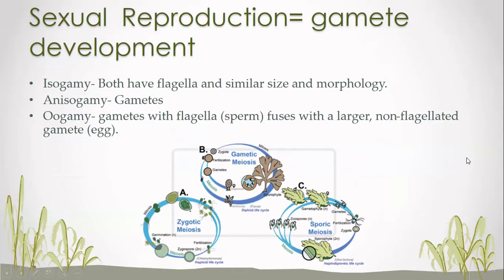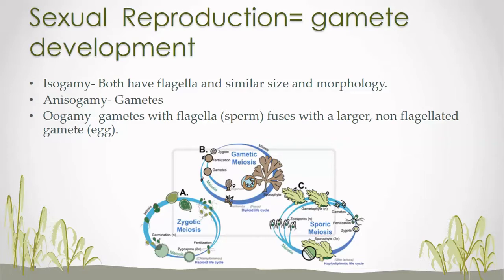So, isogamy, anisogamy, and oogamy: we have three terms. In terms of gamete development, when we say isogamy, both gametes have flagella and similar size and morphology. So the gametes have a similar appearance, similar in size, whatever the structure. The meaning of iso is equal. Iso refers to equal.